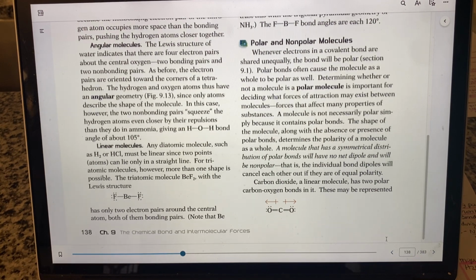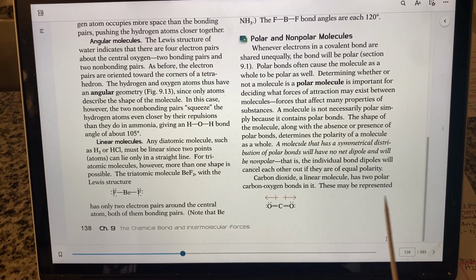And here's a picture. Carbon dioxide in linear model has 2 polar bonds, and you can see that it's basically equal on each side. As you go in one direction, it's a linear model that has 2 polar carbon-oxygen bonds on it. Okay, and that's how they represented it there, just with those arrows.